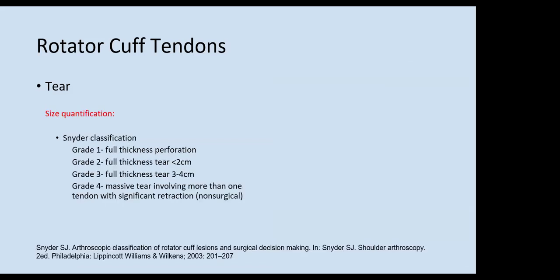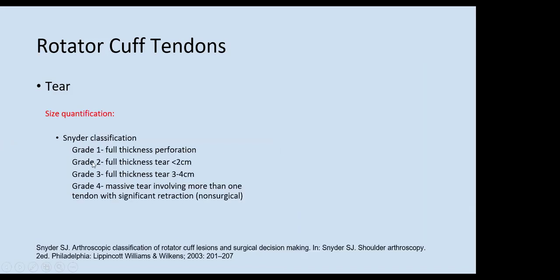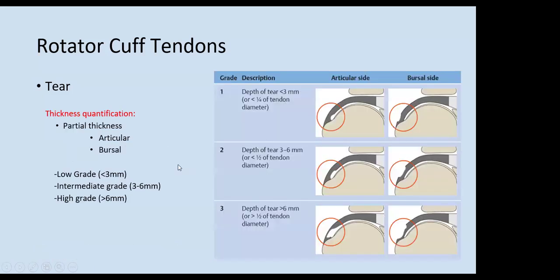And then after we comment on the location of the tear, we have to comment on the size of the tear. We use the Snyder classification system. So you measure the tear in the long axis, for example in this direction here, the long axis of the tendon, and then you quantify it, grade 1, 2, 3, or 4, depending on the length of the tear as described here.